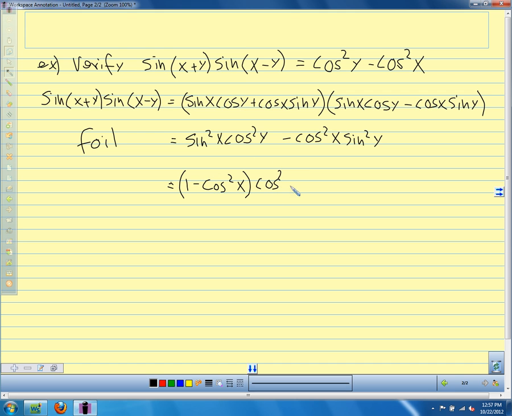And I still have this cosine squared y minus cosine squared x. And I can do the same thing with this sine squared y. Sine squared y is 1 minus cosine squared y. I'm just using the Pythagorean identity here for sine squared y. Now I'm going to distribute the cosine squared to everything there, and the cosine squared to everything there. So I'm just going to make a note here that I'm going to distribute.